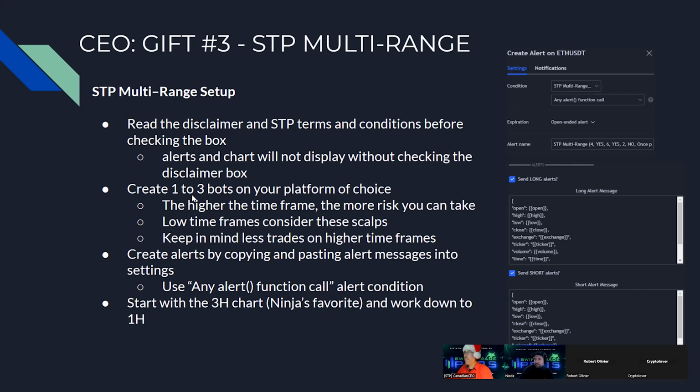You want to be able to select your Heikin-Ashi candles and then have on normal candles as you're using this. Once you make sure you've clicked your disclaimer, again, this is for all your bots, then you're going to create 1 to 3 bots for your scalping and for your high time frame.